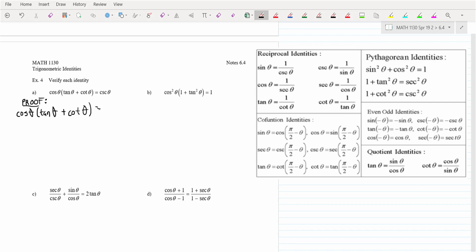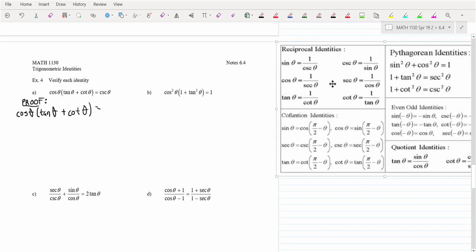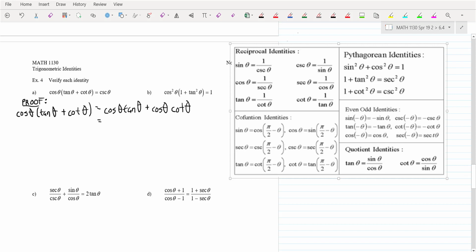So what I'm going to do is work with this and see where this leads me. And there's more than one way to do this. My thought initially is to do the distributive property. So we'll have cosine theta times tangent theta plus cosine theta times cotangent theta. Now we're only going to work with this. You don't need to write anything on the left side of that equal sign anymore. We're just going to look at our identities, and we're going to try ideas.